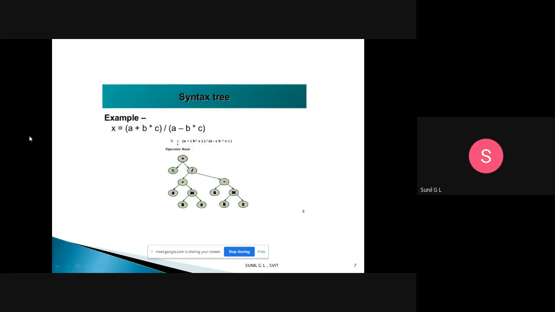Suppose you take this example: x = a + b * c, and within parentheses, y / (a - b * c). If you represent this in a syntax tree, as I already told, operators are the root nodes and the operands are the children. So here, x = ..., the equal sign becomes the root of the tree. On the left side we have x, and on the right side this expression. This expression will be represented as a parse tree. Here there is a division, and this division becomes the root of the right subtree. In that division, one side is this expression and the right side is this expression. Okay, so when you come to the left side of this, here we have a plus.